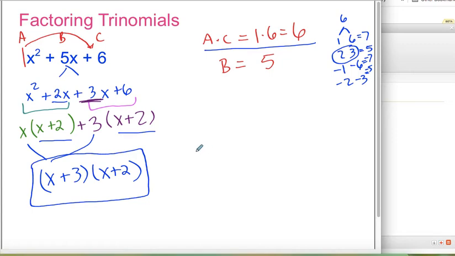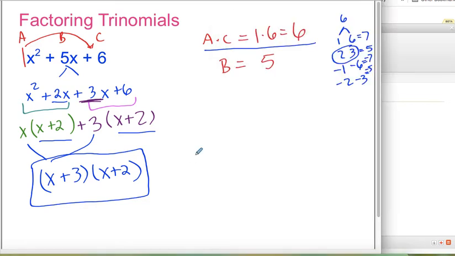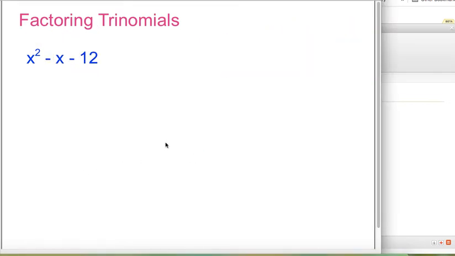We're going to look at another one, and I'm going to show you a tool that we found online to help you with finding the breakdown of that middle piece. It's called a sum and, what is it called? Let me see, it's over here. It's a product sum calculator, and it's on Wolfram Alpha. So we're going to use the product sum calculator for this question.